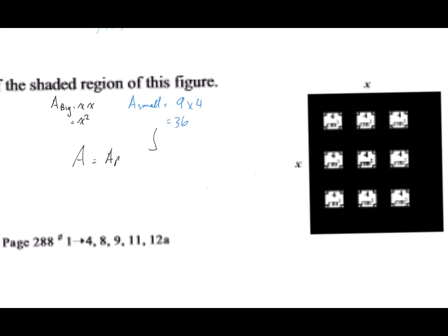So we're going to write A big minus A small, which is just literally x squared minus 36. Now that you've got that, you'll notice that it's a difference of squares. So we're going to write this as x minus 6 and x plus 6. And we're done.